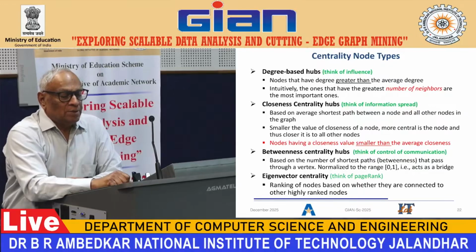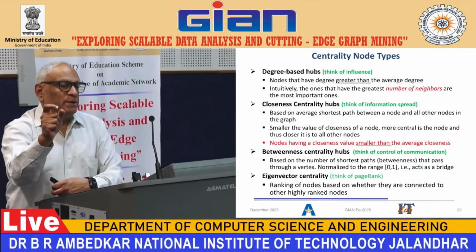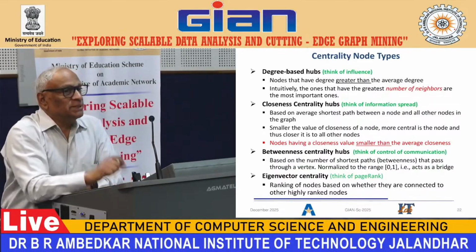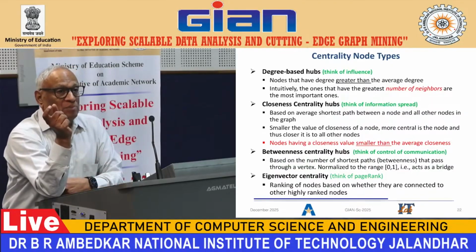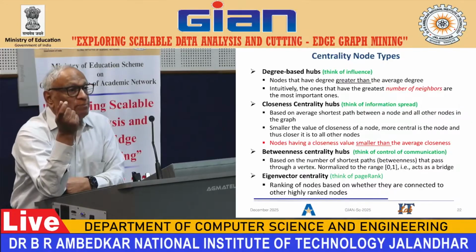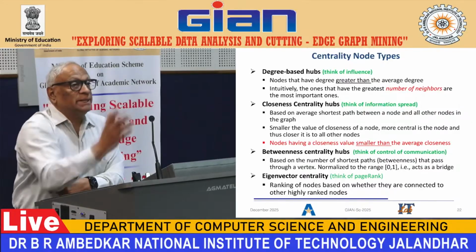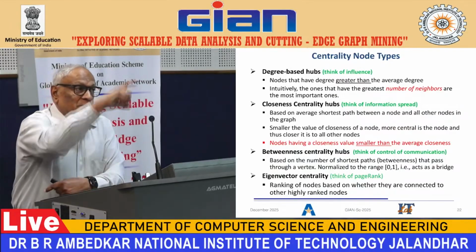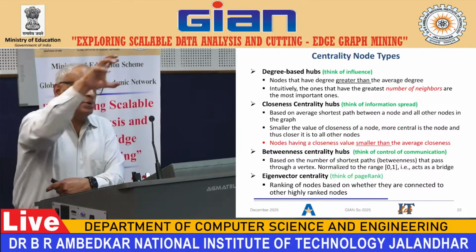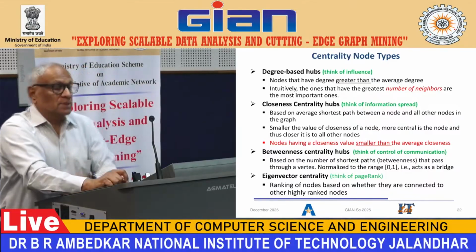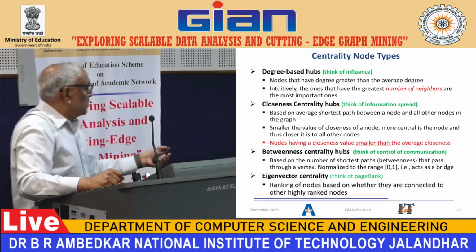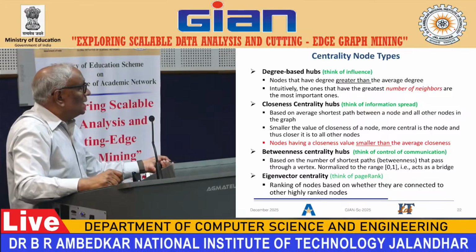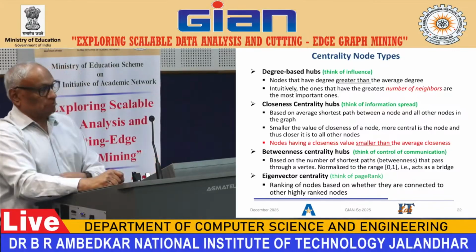So if a particular paper is cited by a lot of papers, what does it mean? That means it's a very important paper, right? Because it's an important paper, everyone is citing it. Okay? So that importance comes from the number of people who are citing it. Now that's what this one is about: ranking of nodes based upon whether they are connected to other highly ranked nodes.